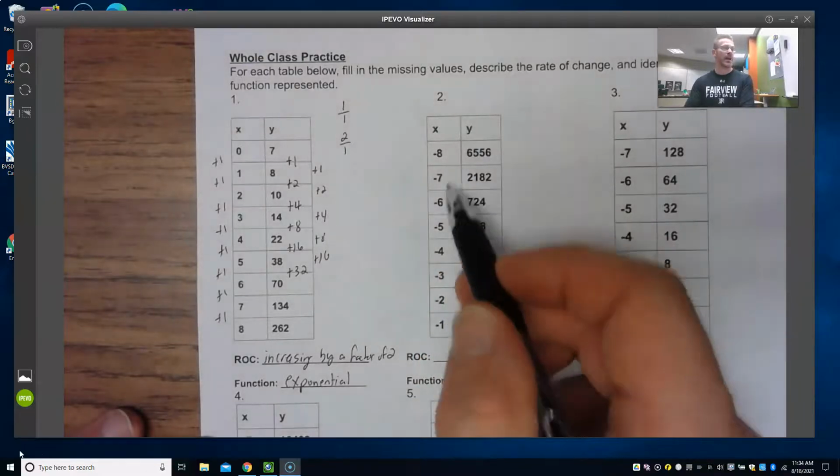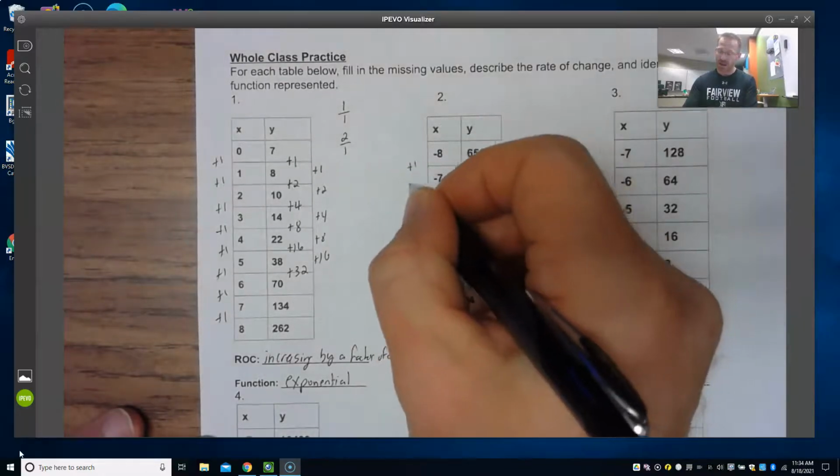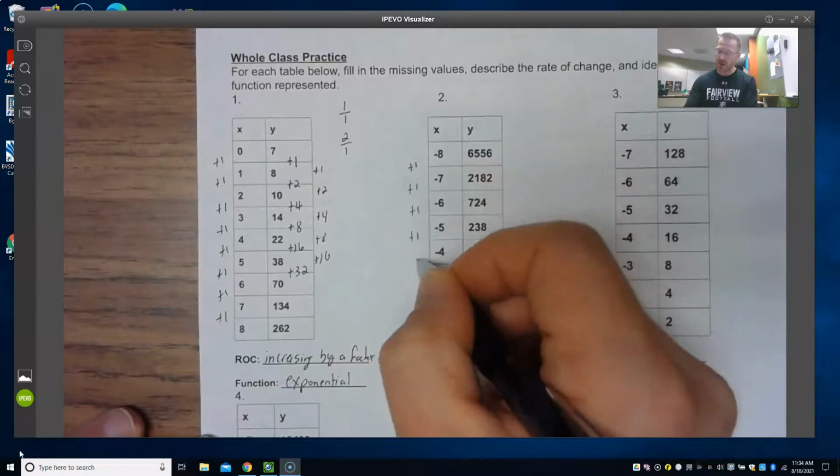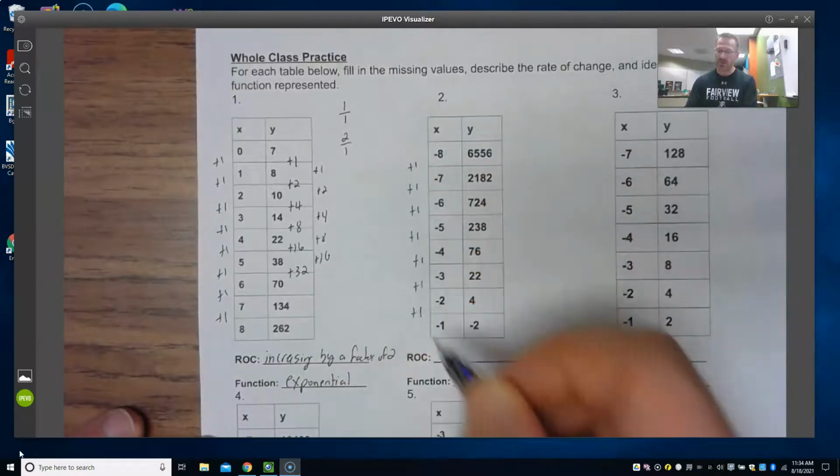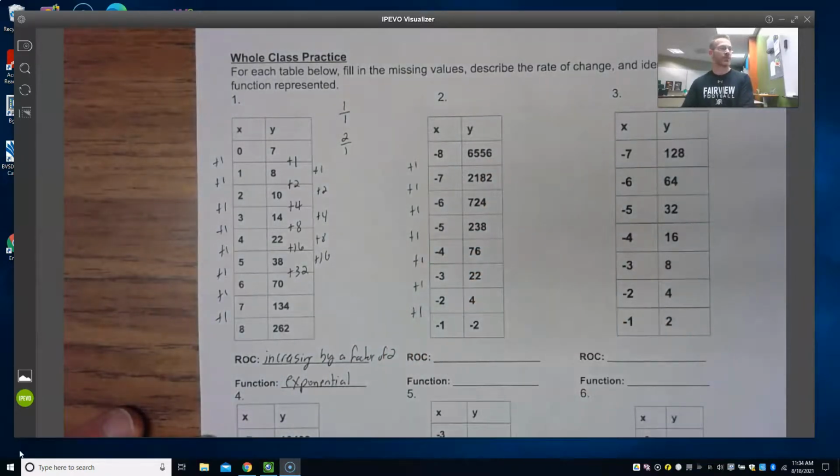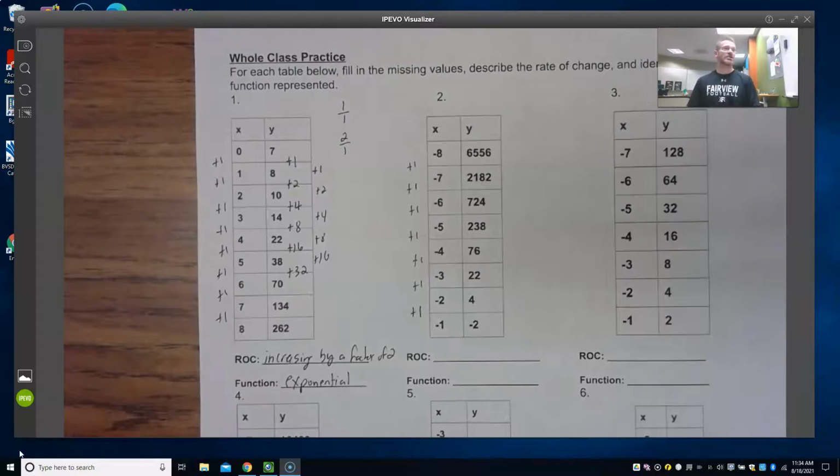Now, once again, I'm going to look at my X column here first. And I see that they're all going up by 1. So they're all increasing by 1. Now let's look at those changes on the right side.